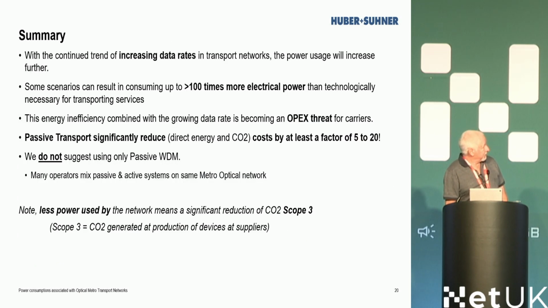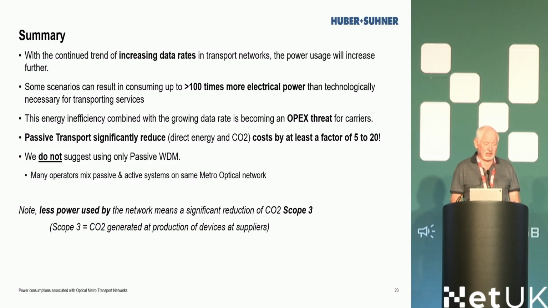So summary, power usage will continue to increase because we have to deliver more capacity, and the access network remains the most difficult piece of any network infrastructure. It can, in some scenarios, use up to 100 times more electrical power than technically necessary. And as was mentioned yesterday, power is becoming an increasing threat to the industry. Can we get enough power everywhere needed in the network?